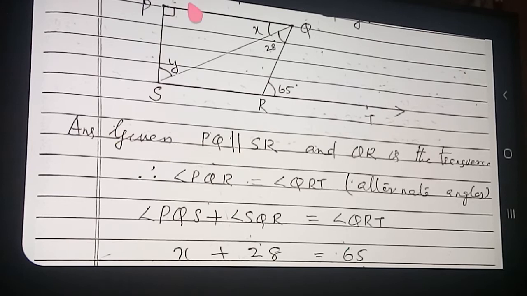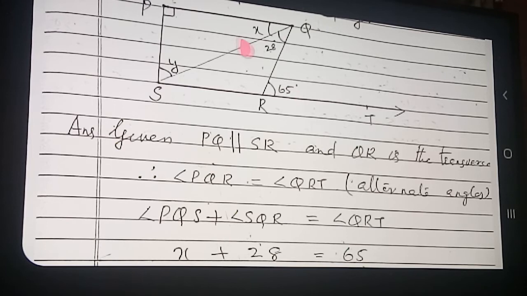While adding, you will get PQR. Therefore, what did I write here? In the place of PQR, I added and wrote PQS. This angle, which I pointed, is PQS. Angle PQS plus angle SQR is equal to QRT. QRT, nothing done; QRT is written here as it is. There is no splitting in angle QRT.